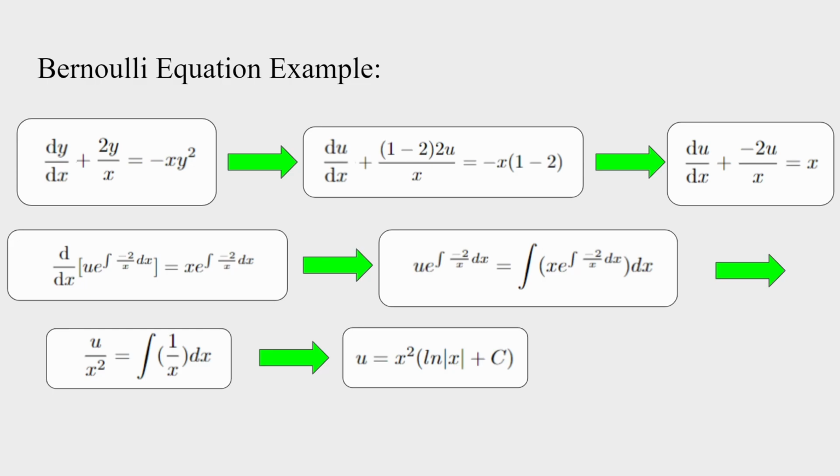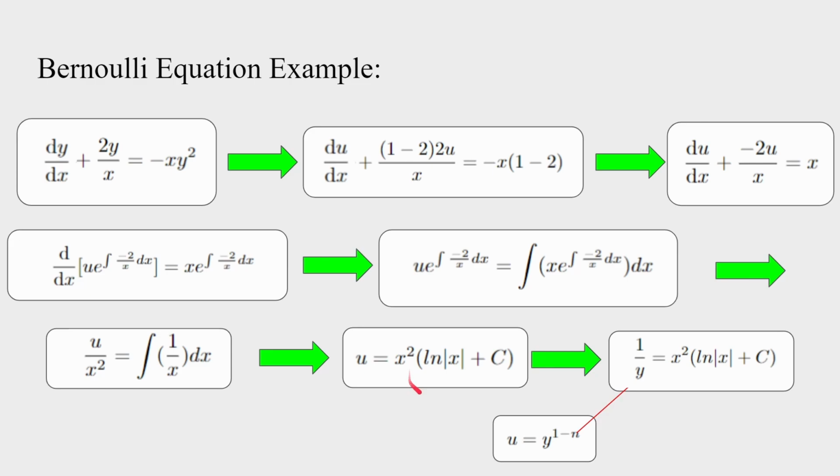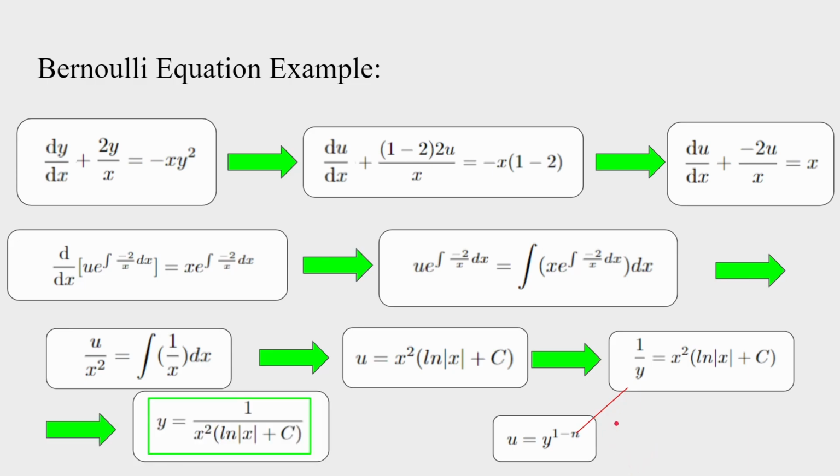Obviously, we're not looking for the solution in terms of u. We're looking for the solution in terms of y. But recollect, our u is equal to y to the power of 1 minus n. What is n? It's 2. So u is equal to 1 over y. And sometimes it's like, okay, u is equal to 1 over y cubed, whatever it is, you just solve for y. And that's it.